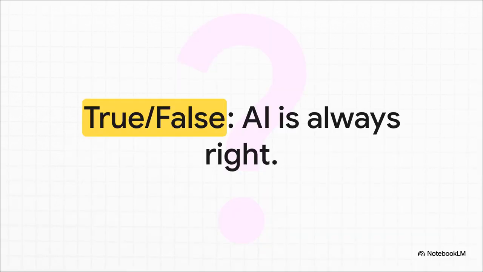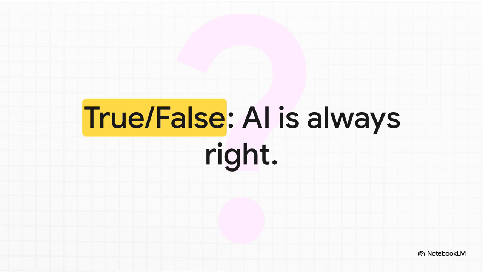I'm going to throw a quick true or false question your way, straight from our foundational guide. True or false? AI is always right. Now, I know what you're thinking. That sounds ridiculously simple, doesn't it? But pause for a second and think about our actual habits these days. Think about how often you type a question into a prompt box, hit enter, and just instinctively accept whatever pops out as the gospel truth.